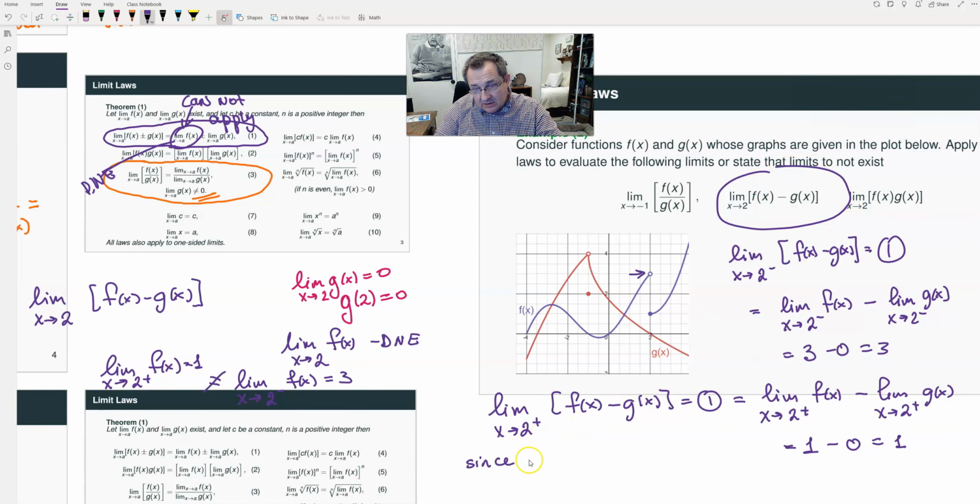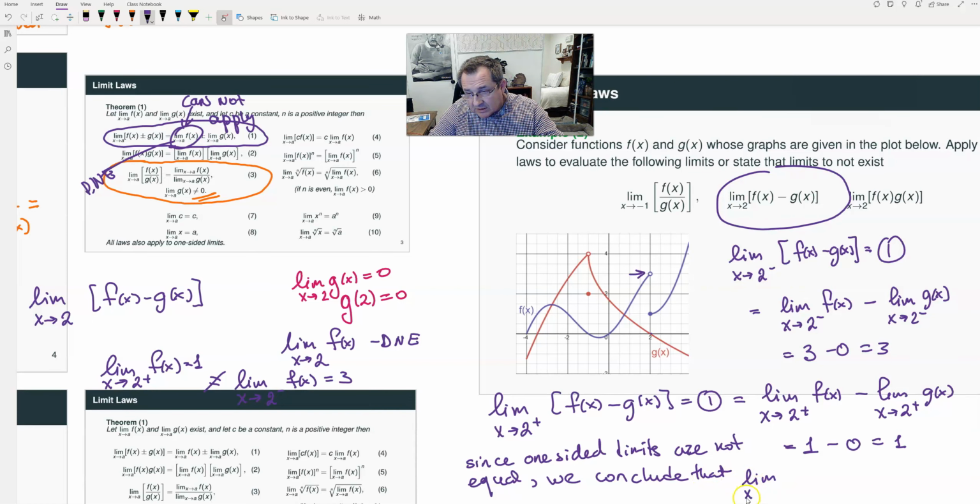Well, we can say since one-sided limits are not equal, we conclude that the limit as x is approaching 2 of f of x minus g of x does not exist.